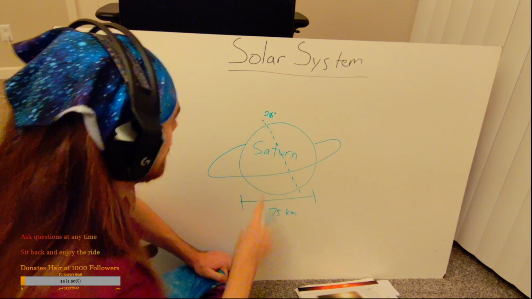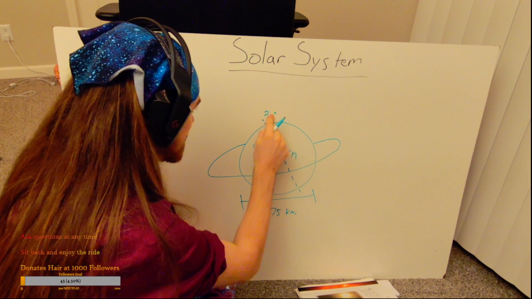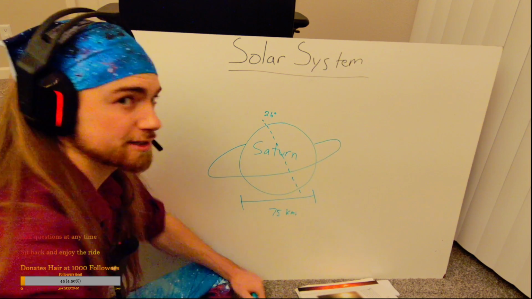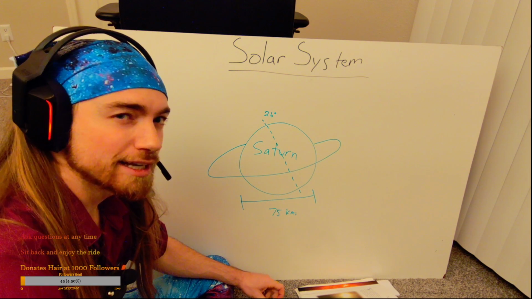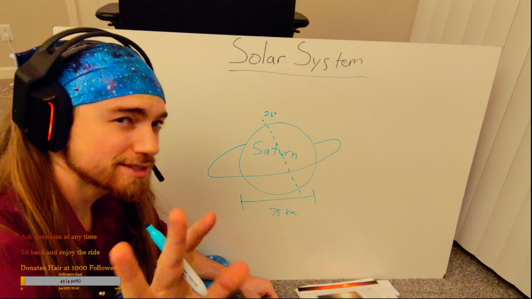26 degrees. And when I get to Uranus, I'll explain why I've been showing the tilt on all these planets, because you might be like, well, that's kind of a weird thing to talk about. Like, why do I care? When we get to Uranus, I'll explain.